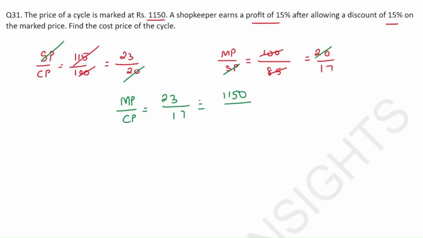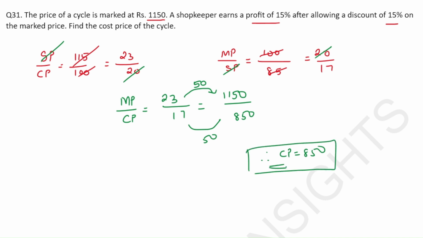So the mark price is given as 1150 according to the question. So we have to find the cost price. So 23, how much is 1150? So 23 into 50 is 1150. So that means 17 into 50 will give you the actual cost price, that is 850. Therefore CP is 850. Now let's proceed to the next question.